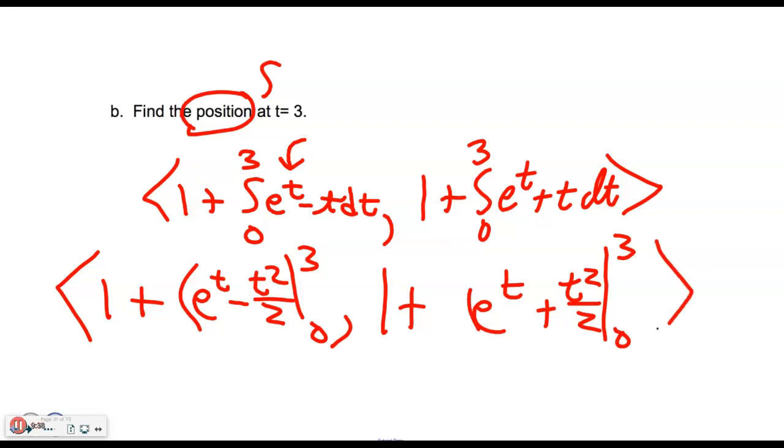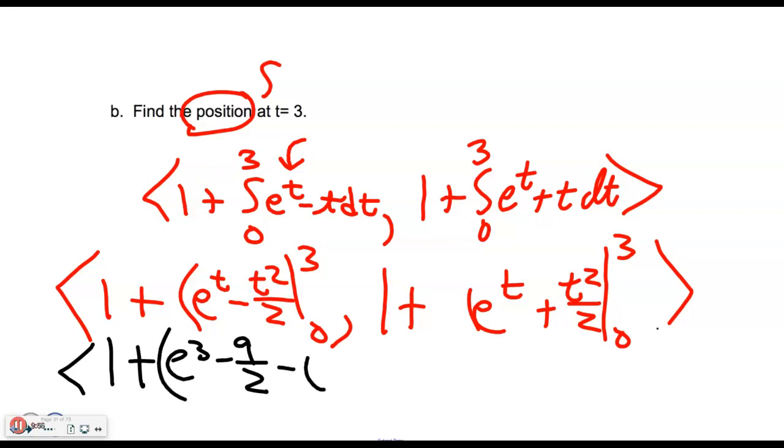There. So you guys should totally understand what all this means. Are we good with what's going on here? And then we just plug it in, and so it looks like I'm going to get 1 plus e cubed minus 9 halves, right? And then I do minus, parentheses, top boundary in, bottom boundary in, e to the 0 is 1, minus 0. That is the first one.